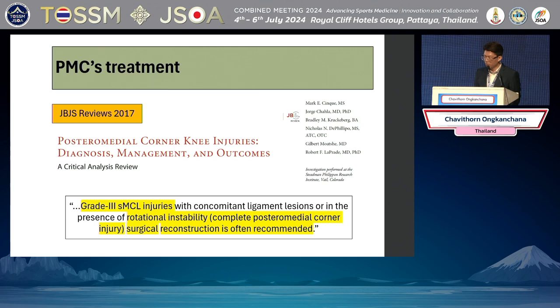Now that we know more about the science of the PMC injury, let's take a look at a recent study to determine whether we can treat them conservatively or not. In the Journal of Bone and Joint Surgery Reviews in 2017, Chin et al. recommended surgical reconstruction in patients with combined MCL and PMC injury, because the rotational instability of the knee might result in a poor outcome if treated conservatively.